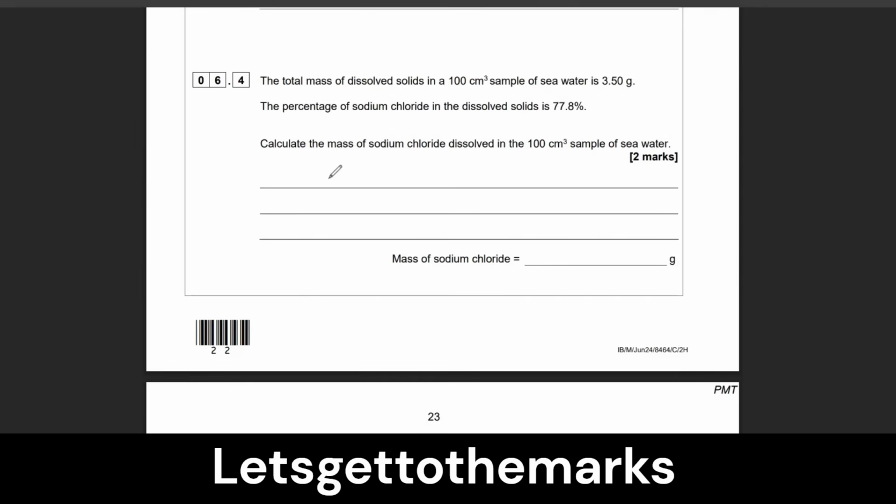And what you do there is you go 77.8, you divide it by 100, and that's going to give you 0.778. And you times that by 3.5. That's 0.778 times 3.5, and that is going to get us 2.723 grams. You could round that to 2.7, or you could round that to 2.72. Okay, that's going to get you 2 marks.